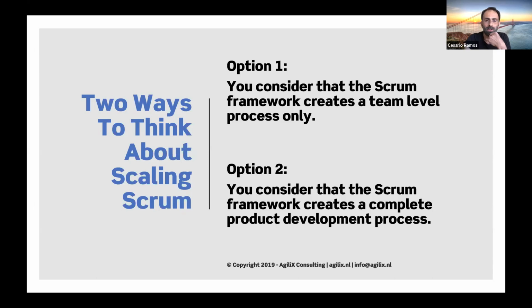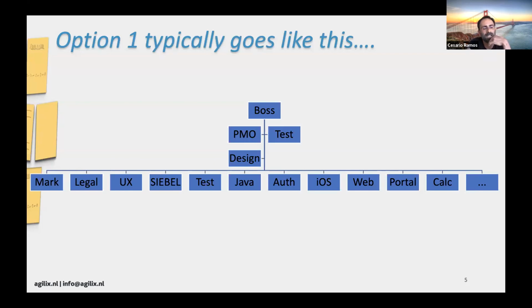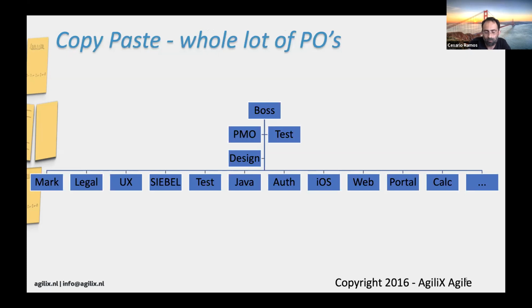perspective. So if you consider Scrum a team level process only, then what usually happens is what I call copy paste scaling. You might have some layers of hierarchy, maybe 5, maybe 6, maybe 3, doesn't really matter. But at some level, there are units, maybe teams or components or applications or, for example, marketing or legal or UX. And because you consider Scrum a team level process only, the idea is then to have all these teams do Scrum, as we know from the Scrum Guide, for example. And that usually means that you copy paste Scrum across all these teams.